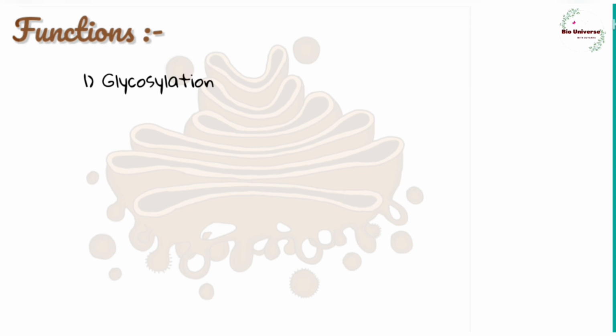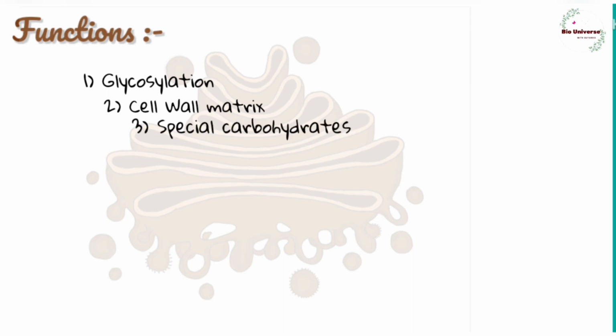Functions of Golgi complex. 1. It is complexing of lipids and proteins with carbohydrates. It produces glycolipids and glycoproteins. 2. Carbohydrates of cell wall matrix are synthesized in Golgi complex. 3. Golgi apparatus takes part in synthesis of special carbohydrates like galactose and sialic acid. 4. Hormone synthesis of endocrine glands is mediated through Golgi complex.